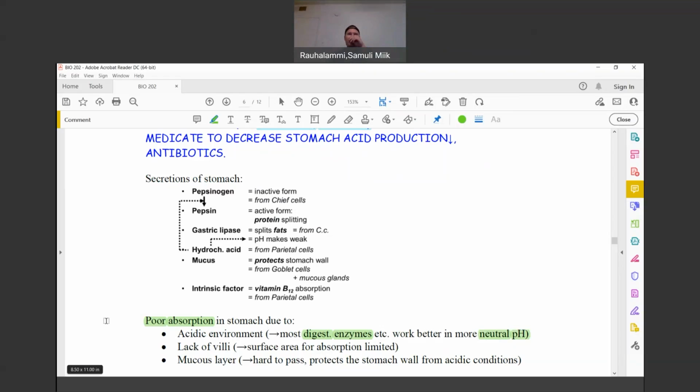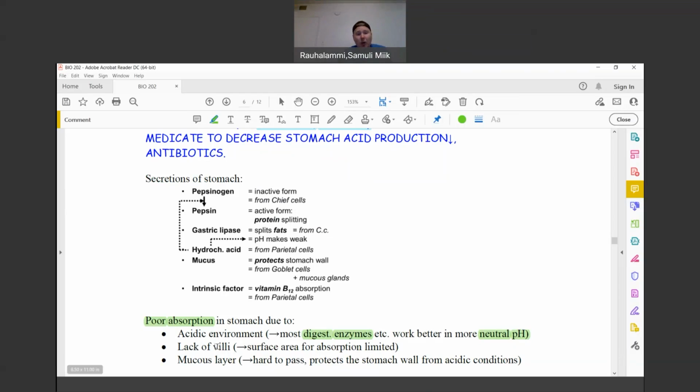You can think of this acidity also as a positive thing. If we consume something that we shouldn't have eaten, say something that's alive, a lot of things get killed by the time they get to the stomach due to the acidity within the stomach. So it does have a purpose.